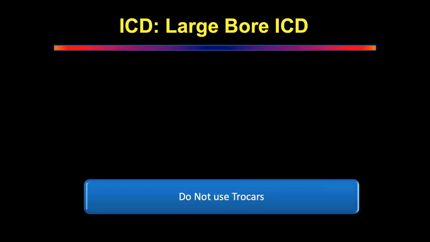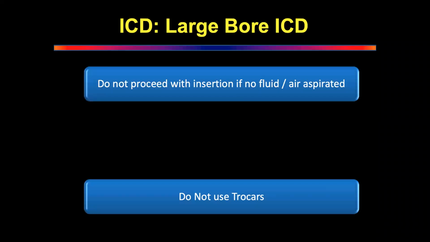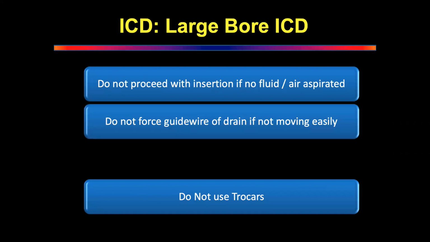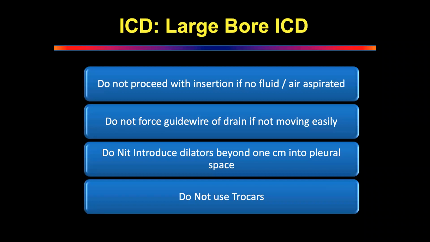Now, next, do not proceed with insertion if no fluid or air is aspirated. Do not force the guide wire if the drain is not moving well, and do not introduce dilators beyond 1 centimeter into the pleural space. I told you earlier, and do not use trocars. These are all important things.